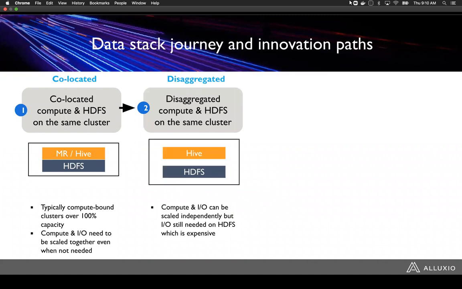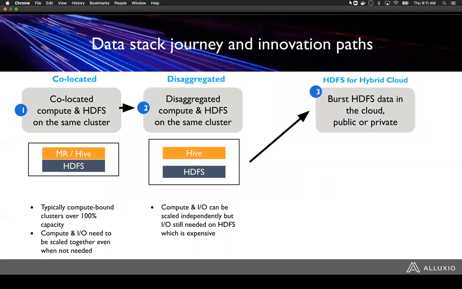Then we moved on to the world with disaggregated compute and storage, in which, since you have disaggregated storage and compute, you can add based on your needs. So if you need only storage, you would add more nodes to your storage cluster, and if you need only compute, you would add more compute capacity, which is more economical. But what you lose in the process is data locality. And remember, data locality was the whole premise of why MapReduce and Hadoop, the data ecosystem, started with co-locating compute and storage.